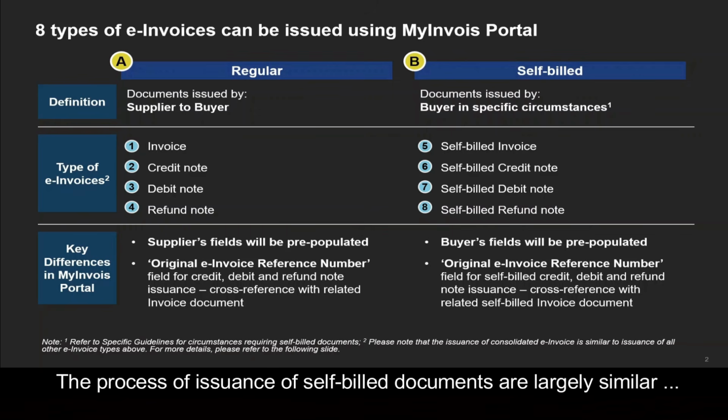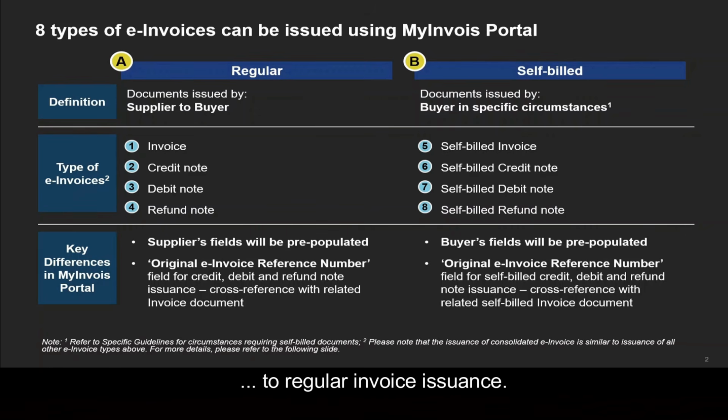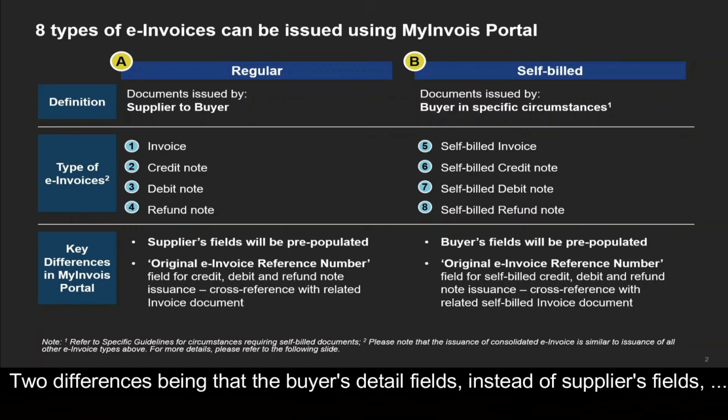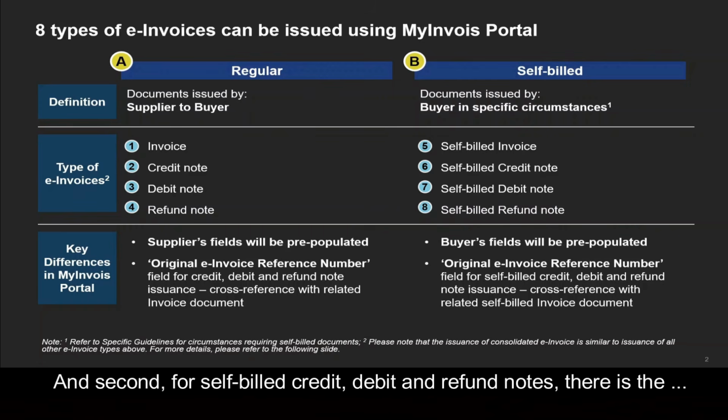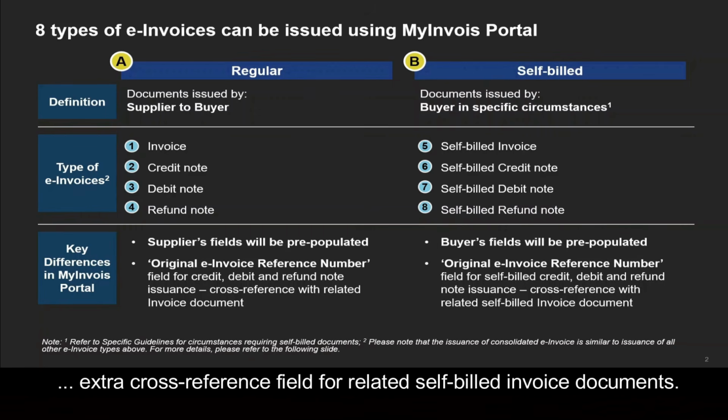The process of issuance of self-billed documents are largely similar to regular issuance. Two differences being that the buyer's details fields instead of the supplier's fields will be pre-populated. And second, for self-billed credit, debit, and refund notes, there is the extra cross-reference field for related self-billed invoice documents.